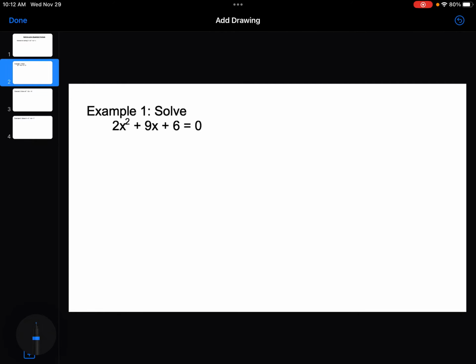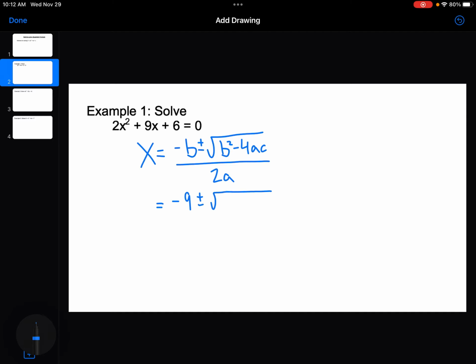Looking at this equation, I can't figure out what the factor is. So we're going to say x equals, and I'll write the formula, negative b plus or minus the square root of b squared minus 4ac all over 2a. And then we're just going to sub in all our values. So we get negative 9 plus or minus the square root of 9 squared minus 4 times 2 times 6, all divided by 2 times 2.